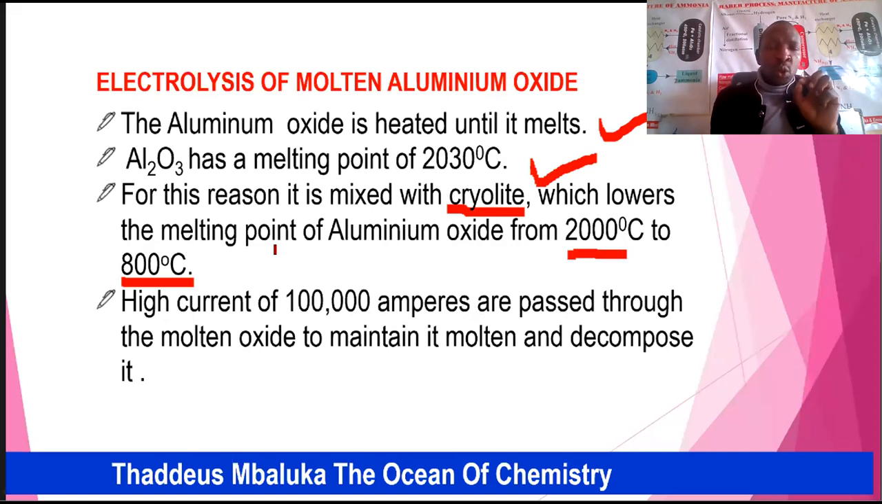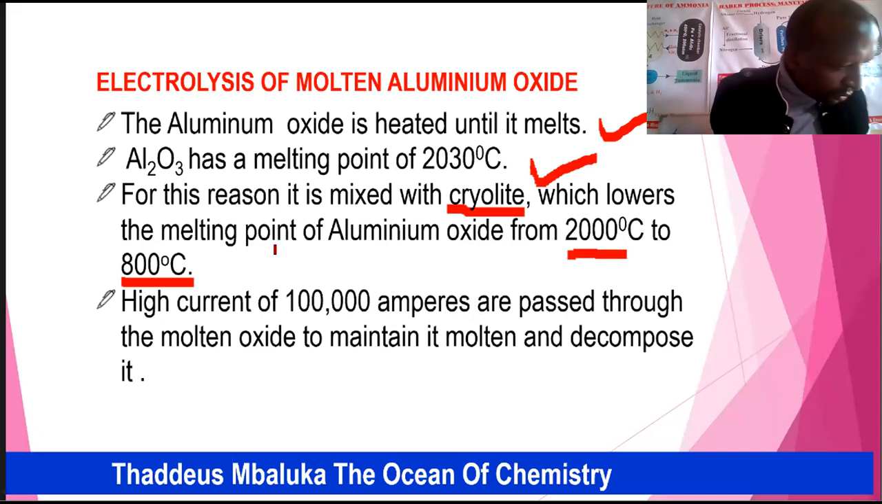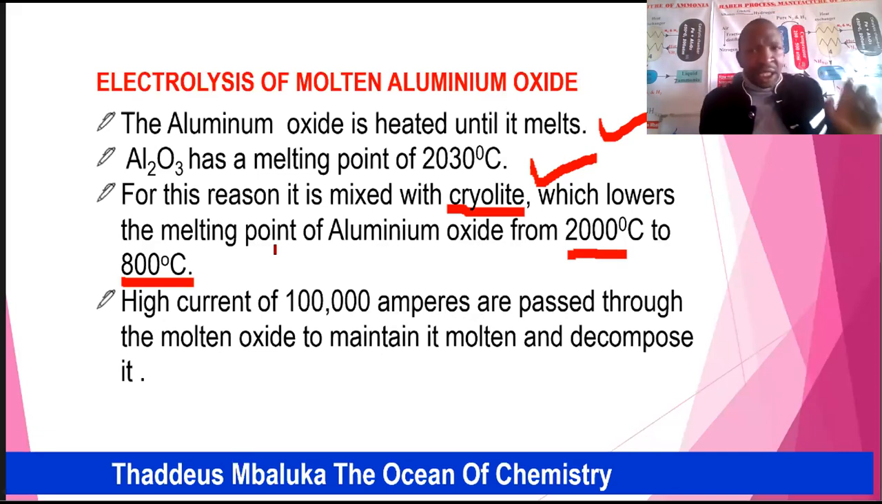Now I want to tell you, if in the exam you are asked why cryolite is added, just say to lower the melting point of aluminium oxide. Don't mention it. It will be a wrong commitment. Relevant, eh? Yeah, just say to lower that. Don't say to lower the melting point. Just say to lower the melting point of aluminium oxide. Just like that.